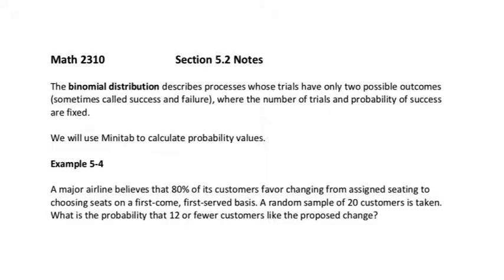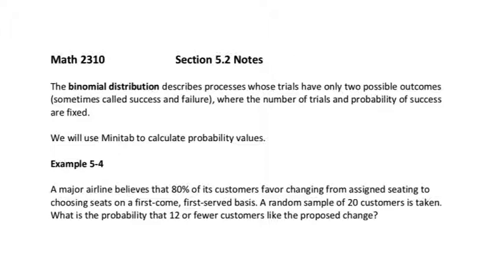In this video for section 5.2, we're going to talk about binomial probabilities. The binomial distribution describes processes whose trials have two possible outcomes. Sometimes we call these success and failure. The number of trials and the probability of success are fixed and are given to us in the problem. We're going to use Minitab to calculate these probability values.